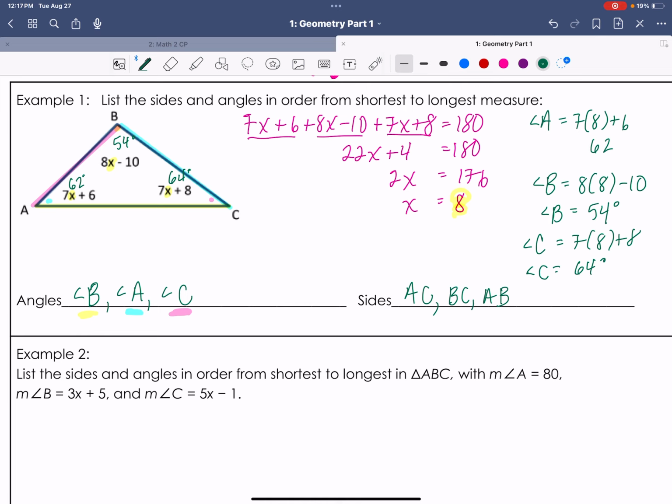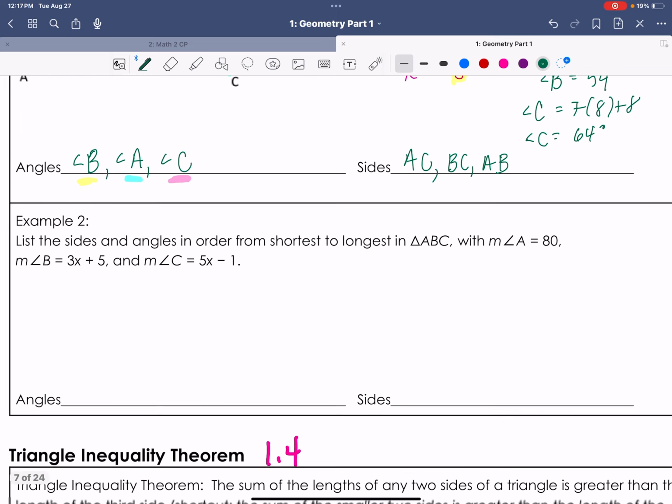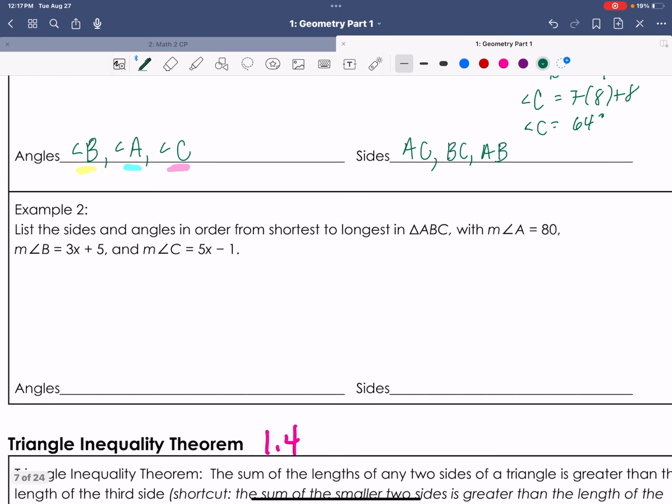All right, so remember, you have to find the measure of each angle first. Once you find the measure of each angle, then you can go ahead and order them, and remember the side that's across from it. So if B is the smallest angle, then AC is going to be the smallest side. Now you're going to do example 2, doing just what I did before, and my hint would be to draw a triangle.